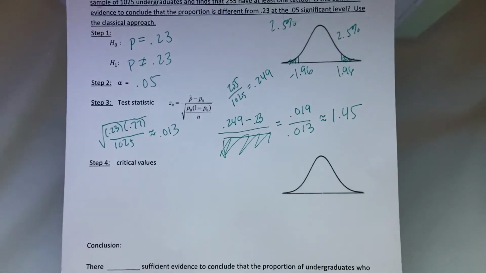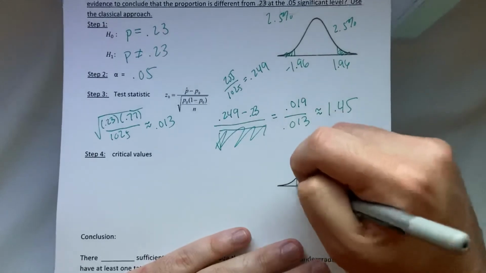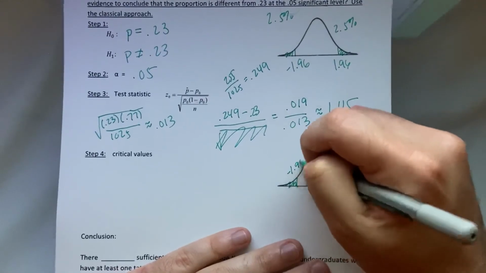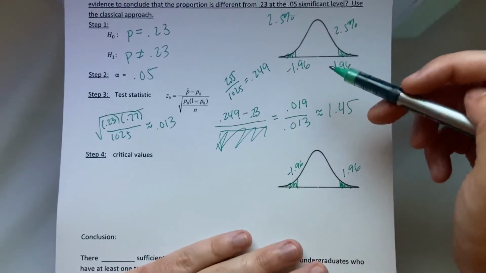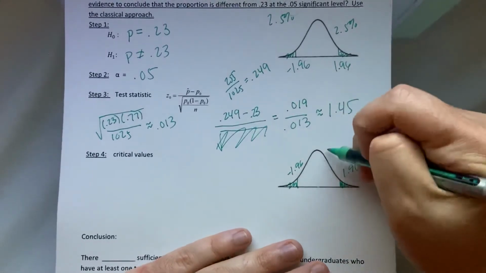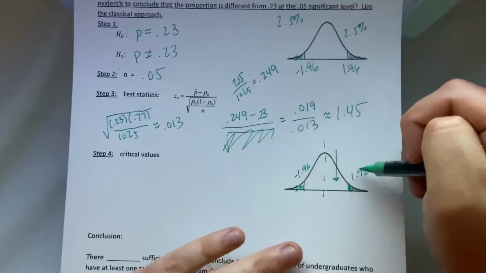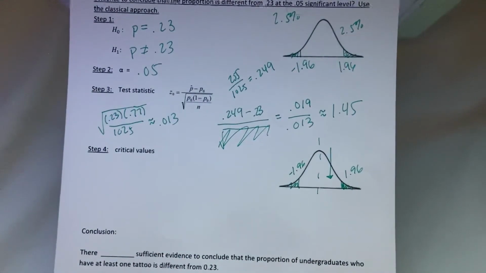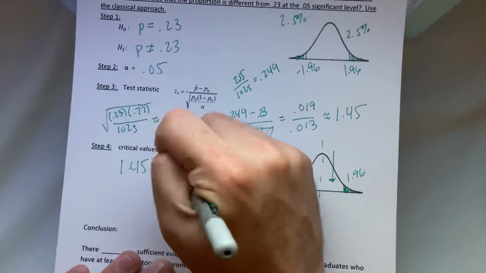Now, how does this help us? If we look at the picture again, our critical region is the outsides, right? It's less than negative 1.96 or greater than positive 1.96 from our picture above. Where is 1.45 in there? It's greater than halfway, right? But not quite to the 1.96. So is it in the shaded region? No, because 1.45 is less than 1.96.